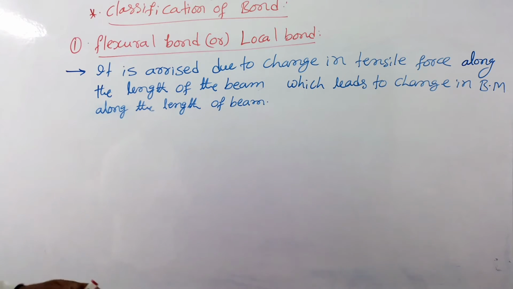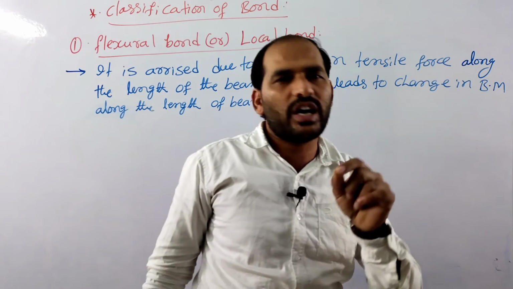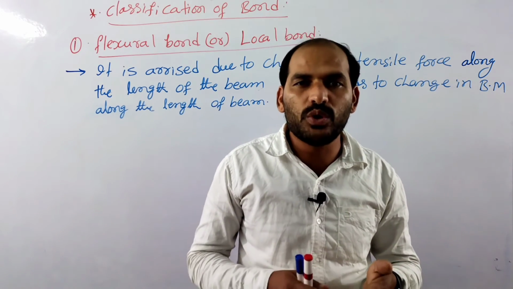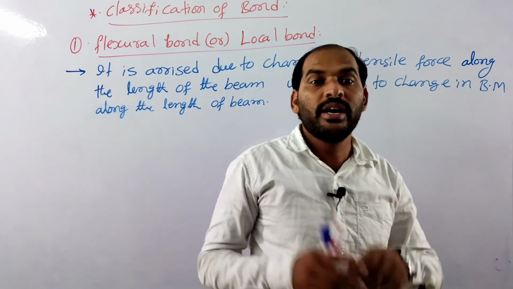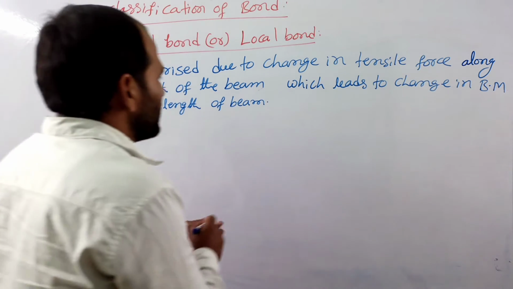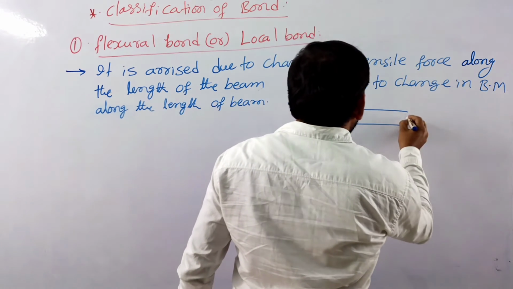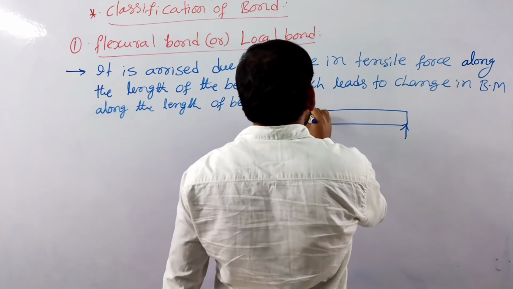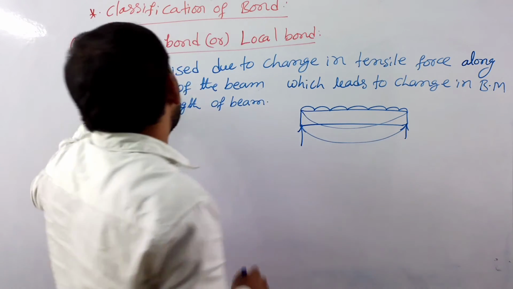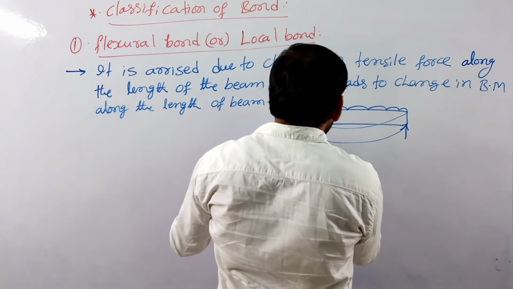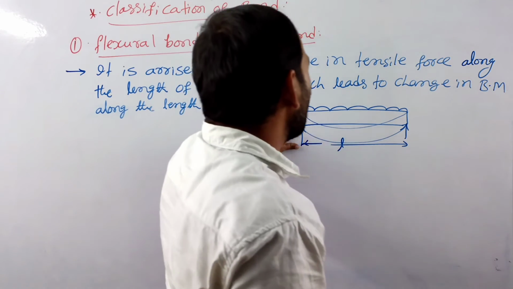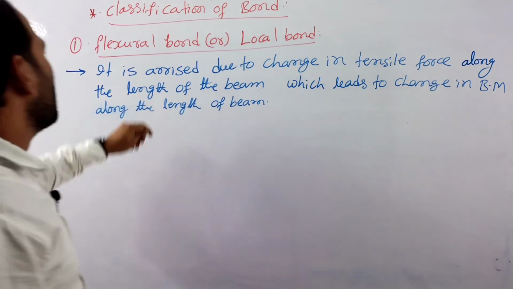Alright, so classification of bond. First one is flexural bond, also known as local bond. This flexural bond arises due to change in tensile force along the length of the beam. Here the deflection occurs due to the application of load. Change in tensile force along the length of the beam leads to the bending moment along the length of the beam. So this is called the flexural bond.